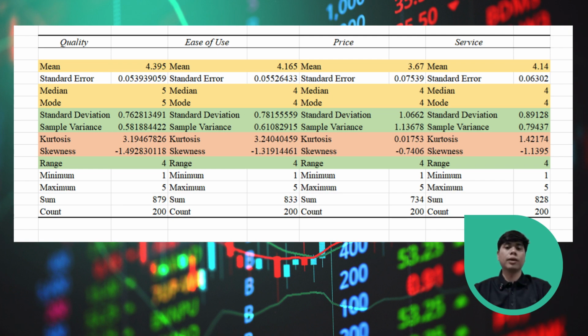So, if we had to draw one takeaway from question 4, it's this. Quality is Loan Innovator's strongest asset. Customers consistently rate it high. Price is the clear weak point, both the lowest average and the most disagreement among customers.